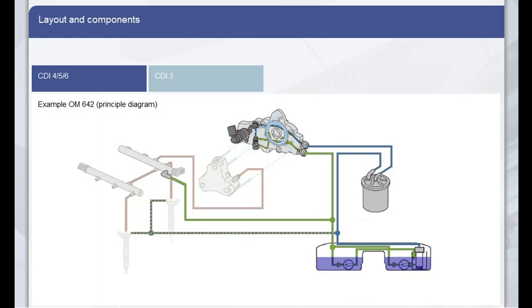Click on the CDI systems to compare them. Move the mouse over the highlighted components to see what they're called. Click on the components for a brief summary of what they do in the system.